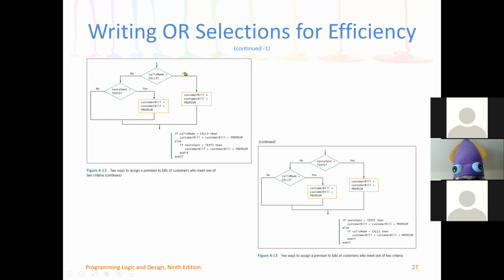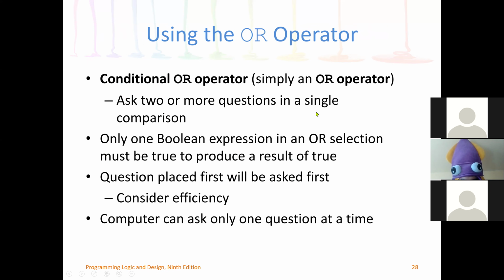So with the OR, the only time we don't do anything is when both conditions are false. So if it's no and the second condition is no, which means both conditions are false, then we continue, we don't do anything. So with the OR operator, we say only one Boolean expression in an OR selection must be true to produce a result of true. So if I have 100 conditions and one is true, I'll still get a true output.